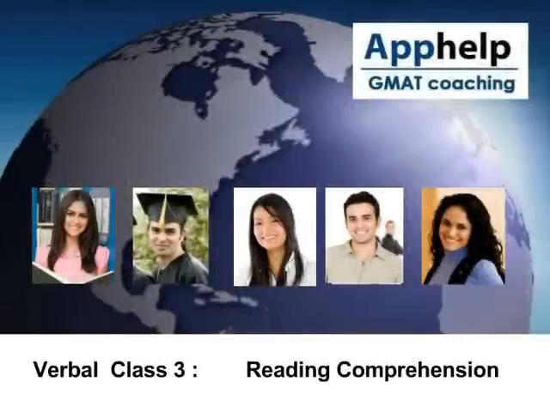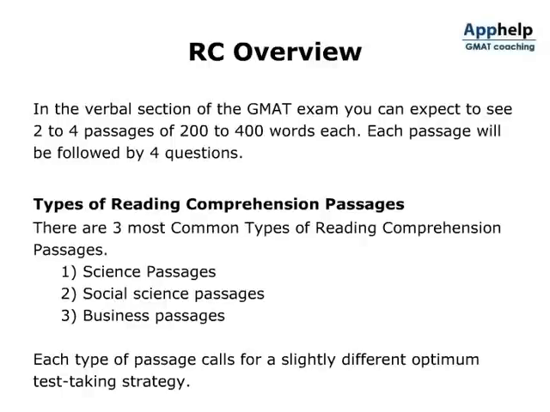Verbal Class 3, Reading Comprehension. RC Overview. In the verbal section of the GMAT exam you can expect to see 2 to 4 passages of 200 to 400 words each. Each passage will be followed by 4 questions.